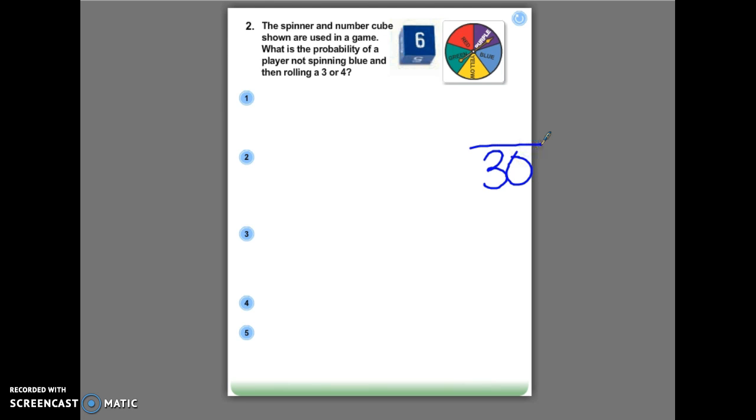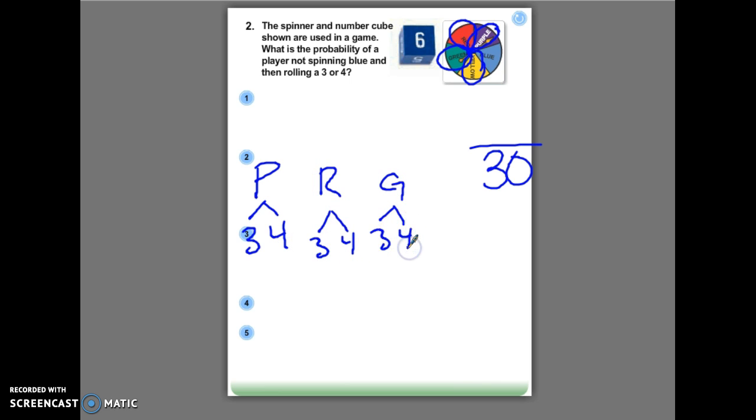But I need to know what's the probability of not spinning blue and then rolling a 3 or a 4. Well, what's not spinning blue? Purple's not spinning blue. Yellow's not spinning blue. Green's not spinning blue. And red's not spinning blue. So for each of those colors that I spin, I need to also roll a 3 or a 4. If I spin purple, red, green, or yellow, I need to roll a 3 or a 4.